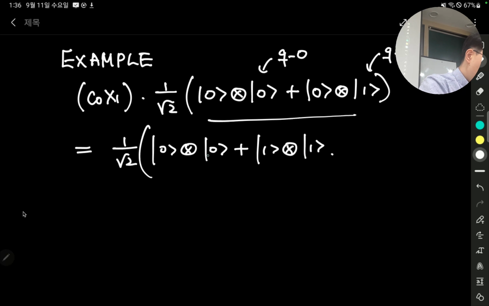Anyone familiar with this state? There's a reason why I'm using this state. Anyone familiar with this state?